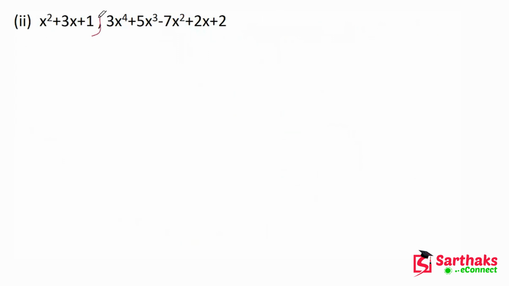We can write it as... now here is 3x raised to power 4 divided by x square. We get 3x square. And here is 3x square. Now if we multiply 3x square by x square plus 3x plus 1, we get what?